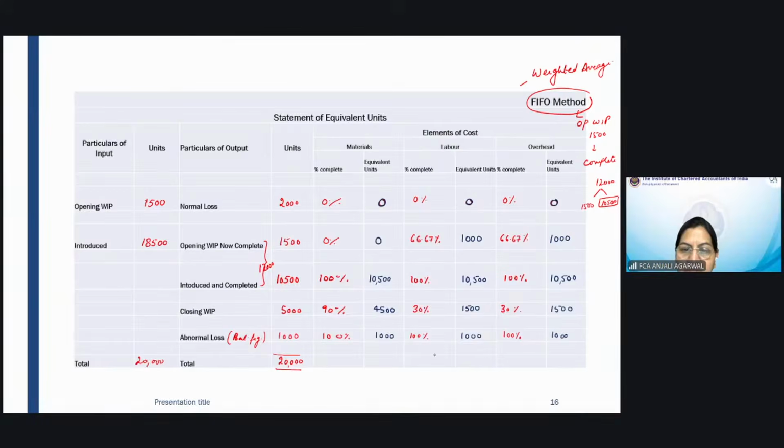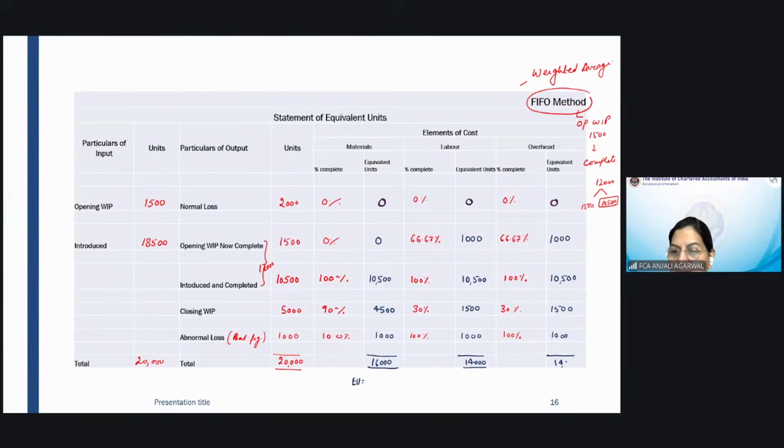So the total equivalent units as far as labor and overheads and material are concerned. Equivalent units of material is 10,500 plus 4,500, 15,000 plus 1,000, 16,000. Equivalent units of labor is 1,000 plus 10,500, 11,500 plus 1,500, 13,000 plus 1,000, 14,000. And similarly, equivalent units of overheads are also 14,000.